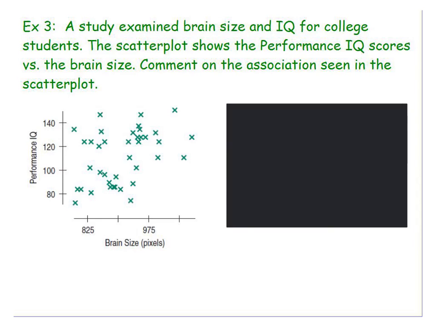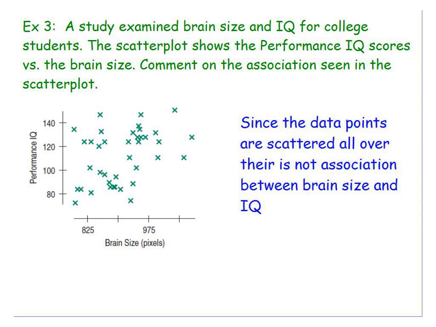Well, look at that scatter plot. What do you notice about the dots? Are they tight together? Are they spread out? Hopefully you're looking at this thinking those dots look to be kind of all over the place. And anytime we see dots all over the place, we start thinking there really isn't a relationship. And that's exactly what you would say here. Since the data points are scattered kind of all over, there is not an association between brain size and IQ. So let's look at another one.